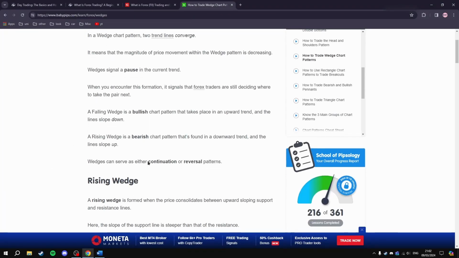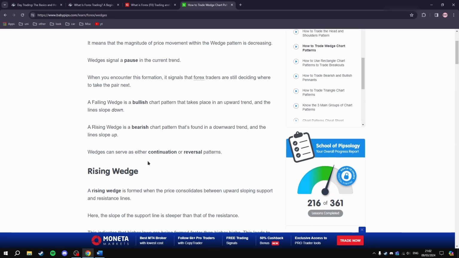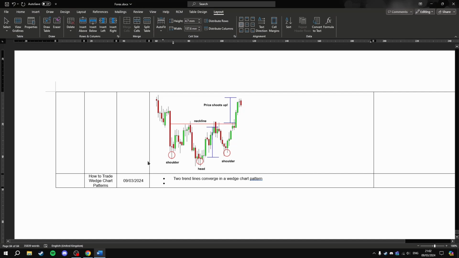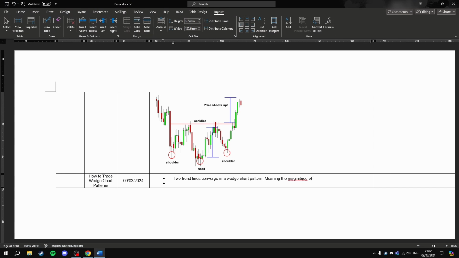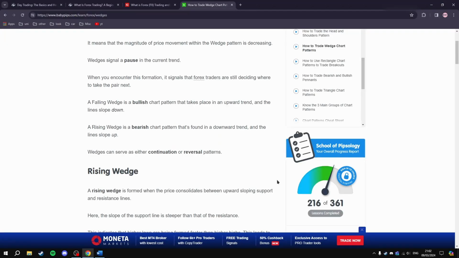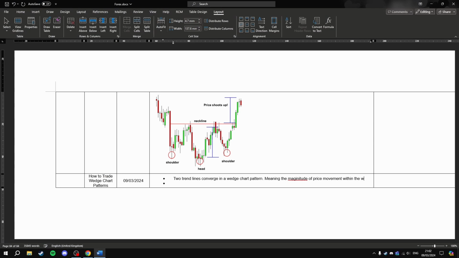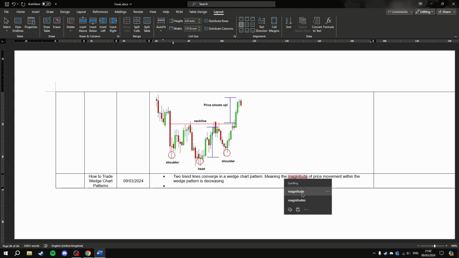It means that the magnitude of price movement within the wedge pattern is decreasing. The magnitude, so the bigness of price movement within the wedge pattern is decreasing.